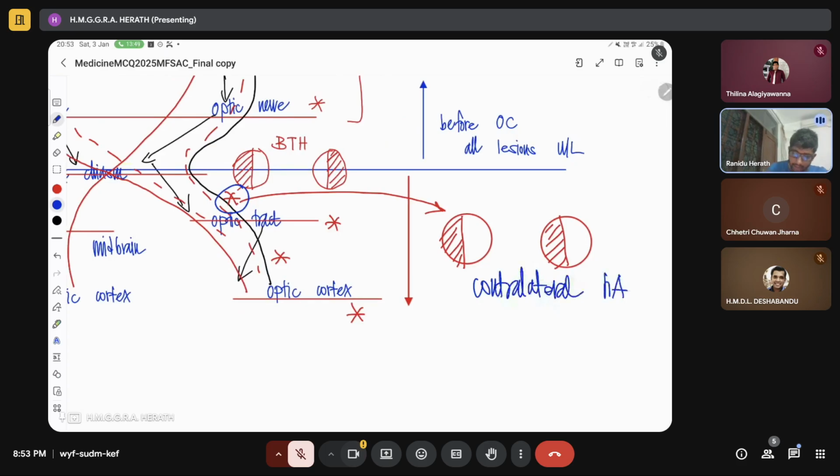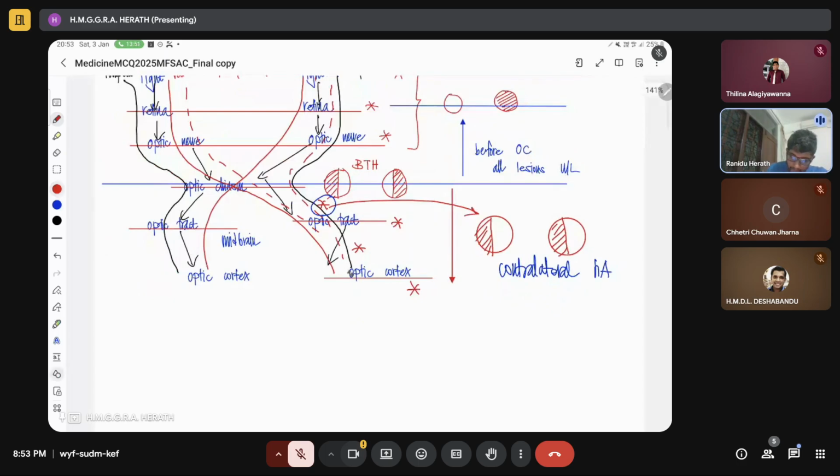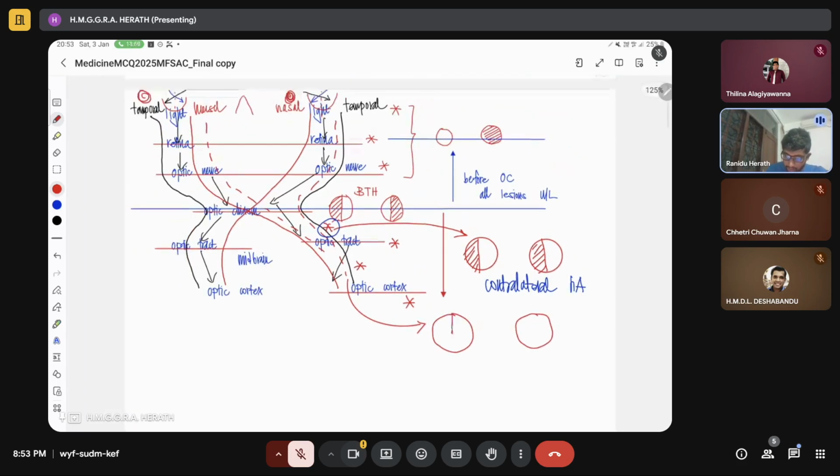They can ask something else also in the optic pathway. What happens when you get a lesion in the occipital cortex? In the occipital cortex, you will lose this visual field, but the macula will be spared, right? Understood? So macular sparing will be seen if there is a lesion in the occipital cortex, right? So those are the things that you need to understand.